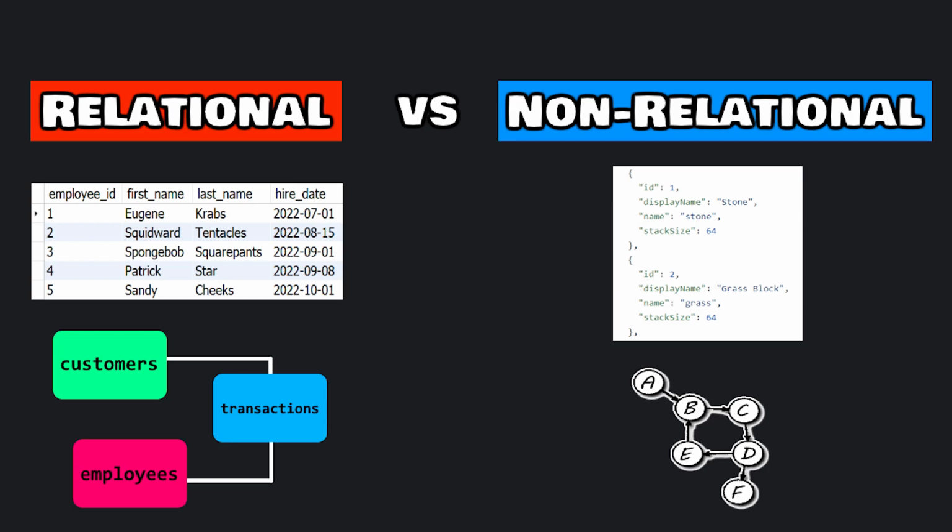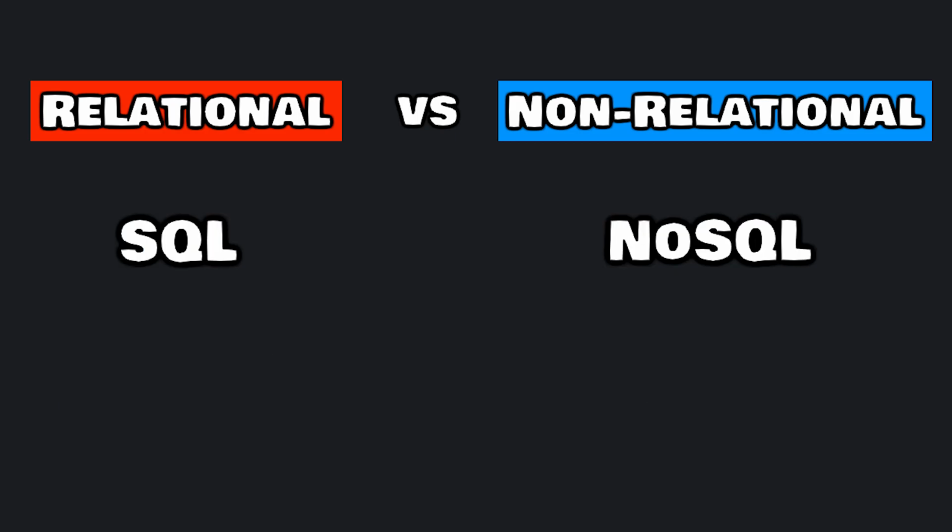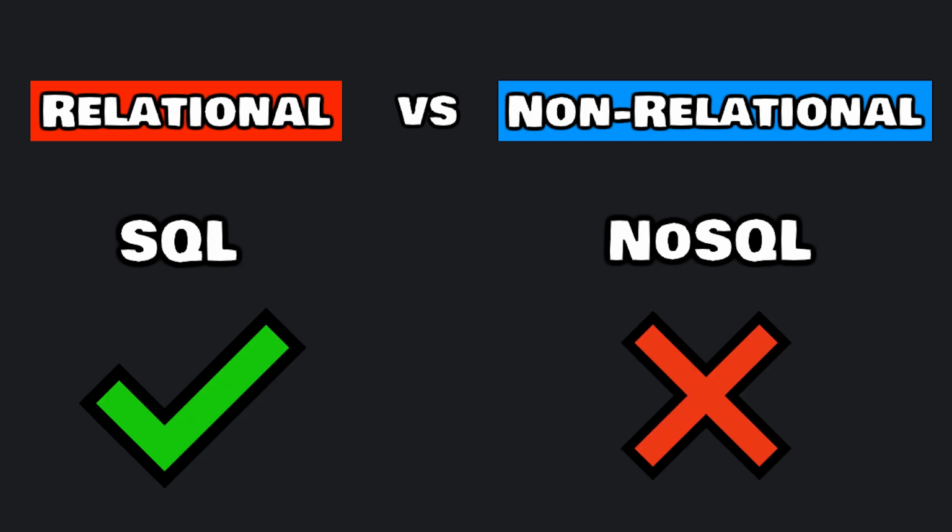To utilize data in a relational database, we would use SQL. Then with a non-relational database, we would use a different language named NoSQL, meaning not only SQL. But since this is an SQL series, we will be working with SQL and relational databases, not non-relational databases.